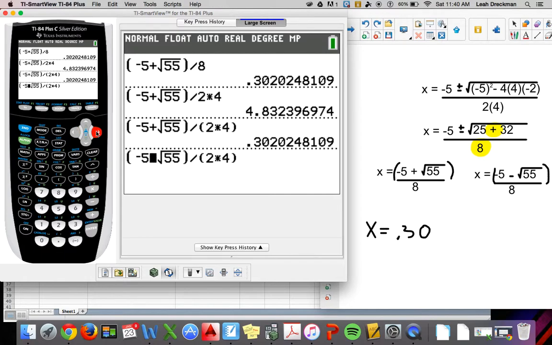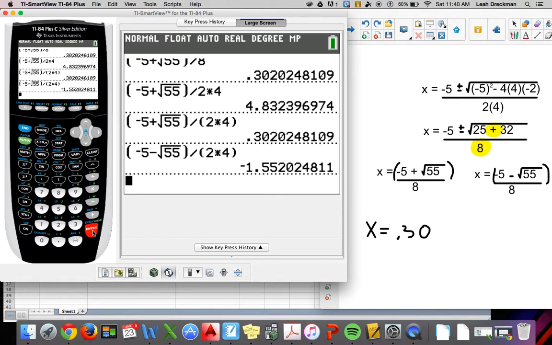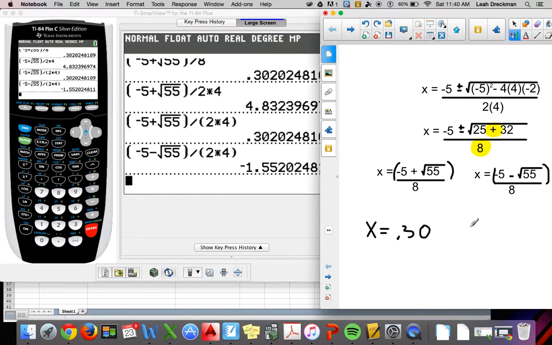So right where the plus sign is, I don't need to do insert. If I type right over it, it will replace what I see. You don't even have to arrow back to the right. You can just press enter, and there's my second solution. So x is equal to a negative 1.55. And these are our two solutions.